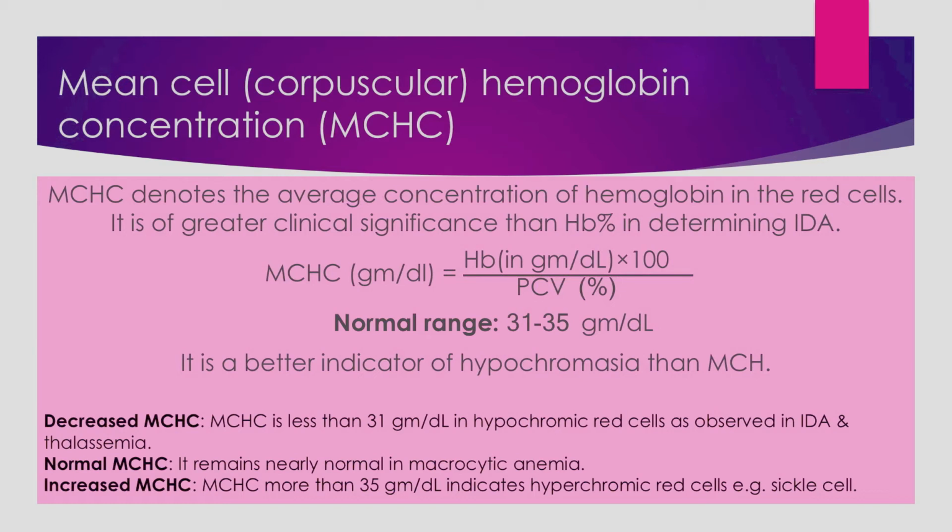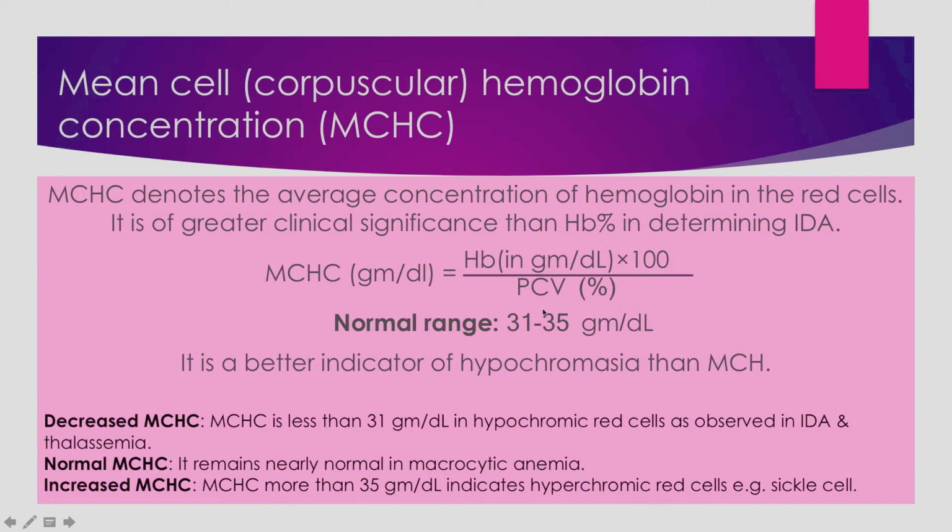How can we calculate the value? By simply dividing the hemoglobin by the packed cell volume, we get the mean cell hemoglobin concentration. It is of greater clinical significance than hemoglobin percentage, which means it is more accurate to determine iron deficiency anemias based on MCHC rather than hemoglobin percentage. More or less the hemoglobin percentage and the MCHC represent one and the same thing, but MCHC is a better test to determine iron deficiency anemias, to determine the hemoglobin present in the cell.